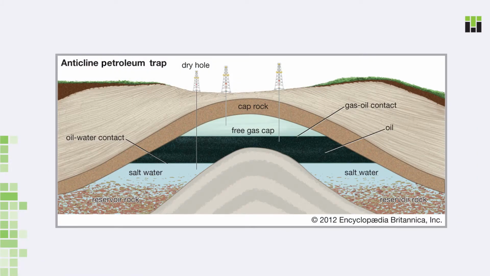Seal is a fine-grained impermeable rock formation that keeps oil and gas from escaping to the Earth's surface. Salt formations can make great seals, but most cap rocks are shales or silts.